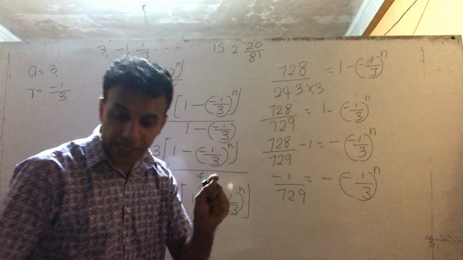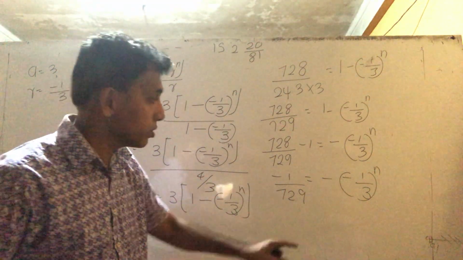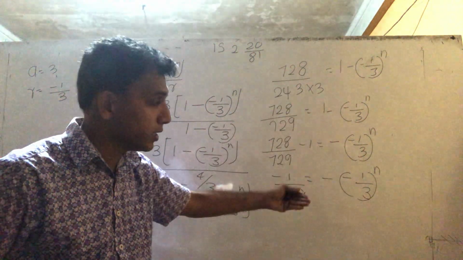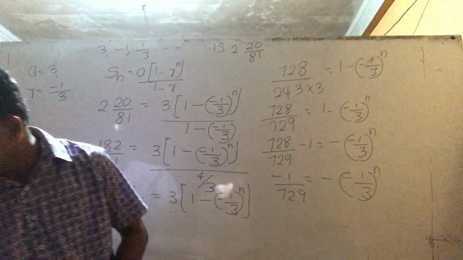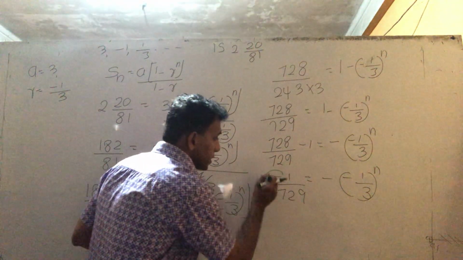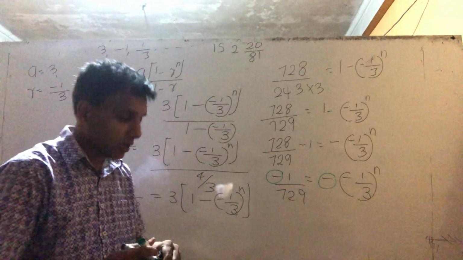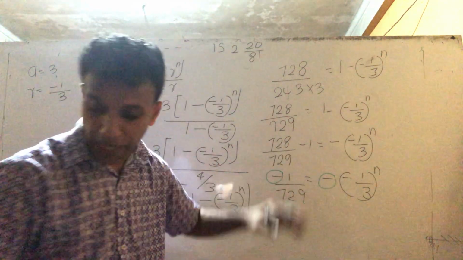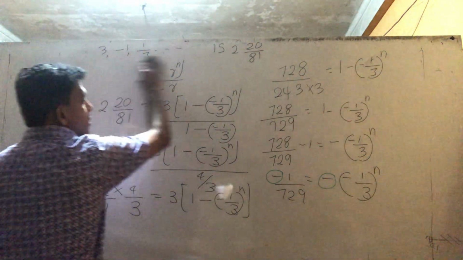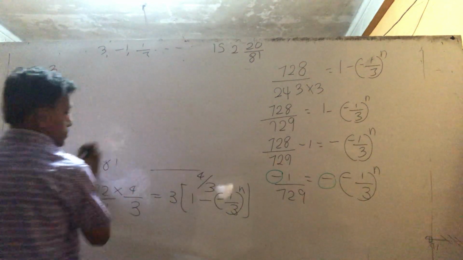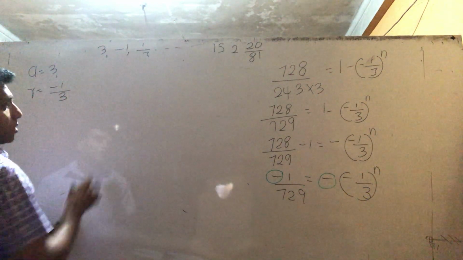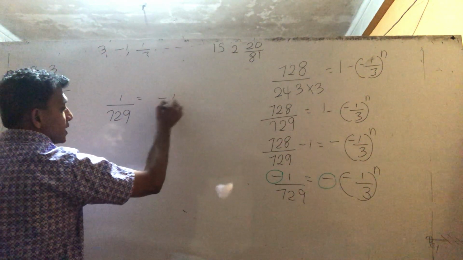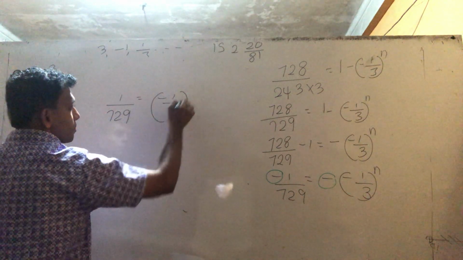So every digit is important, every symbol is important. You can't remove this negative as you wish. Pure mathematics should be followed clearly. And now see what happened in this case. This minus and this minus cancel, right? The bracket we can't touch. Outside minus cancel. Therefore, 1 over 729 equal to minus 1/3 to the power n.